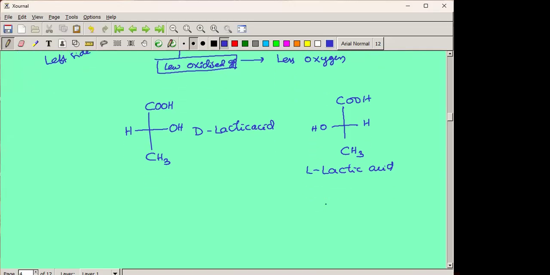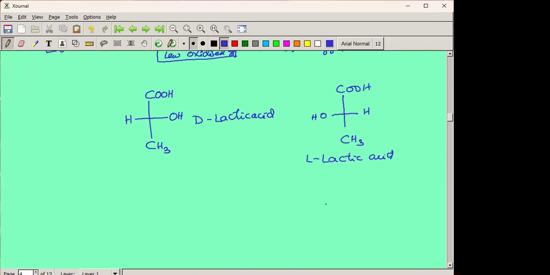Right. So this is a configuration that indicates the configuration. So this is about the Fisher representation. Clear?